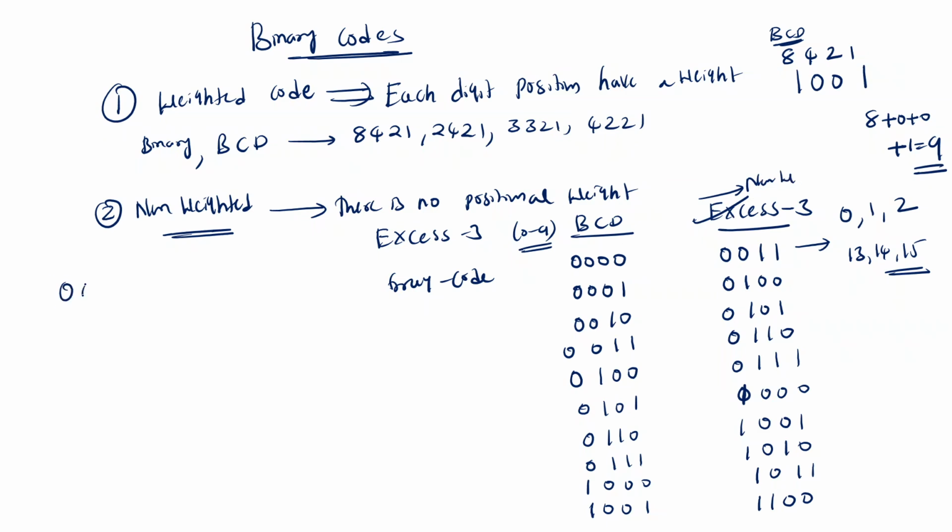Suppose it is a gray code: 00, 01, 11 and 10, this is 2 bit. By seeing this, I can't find the value for the gray code. Okay, so I can't find the value. That's why this is nothing but non-weighted code.